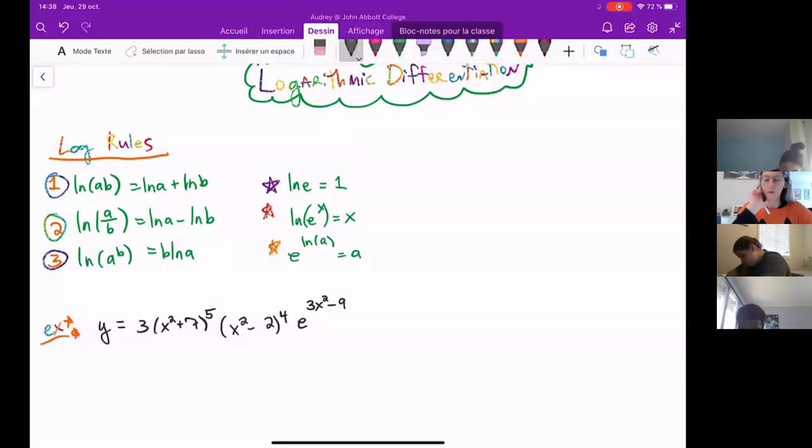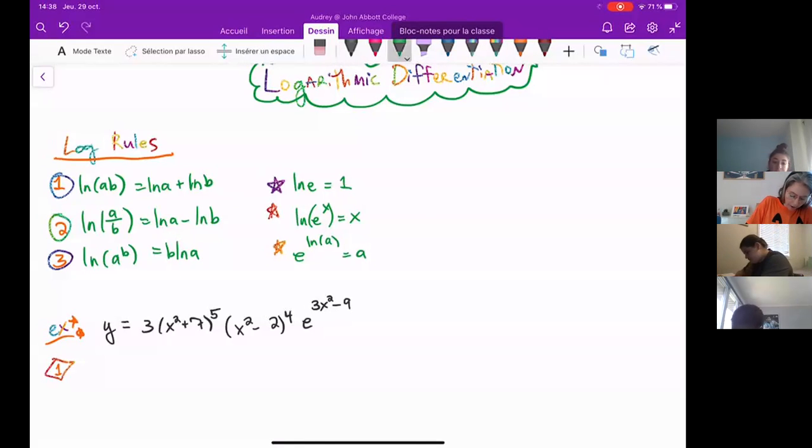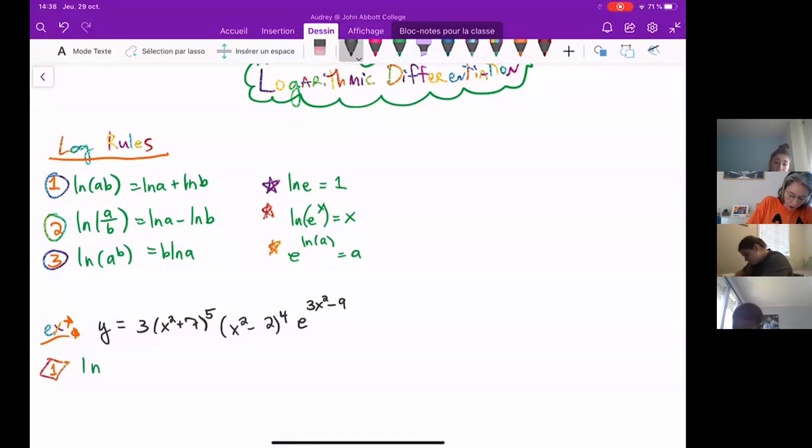Hello. What's the first step of logarithmic differentiation? You got it, Dean. Perfect. So I take ln of both sides. So here I would have ln of y is equal to ln of all of this stuff.